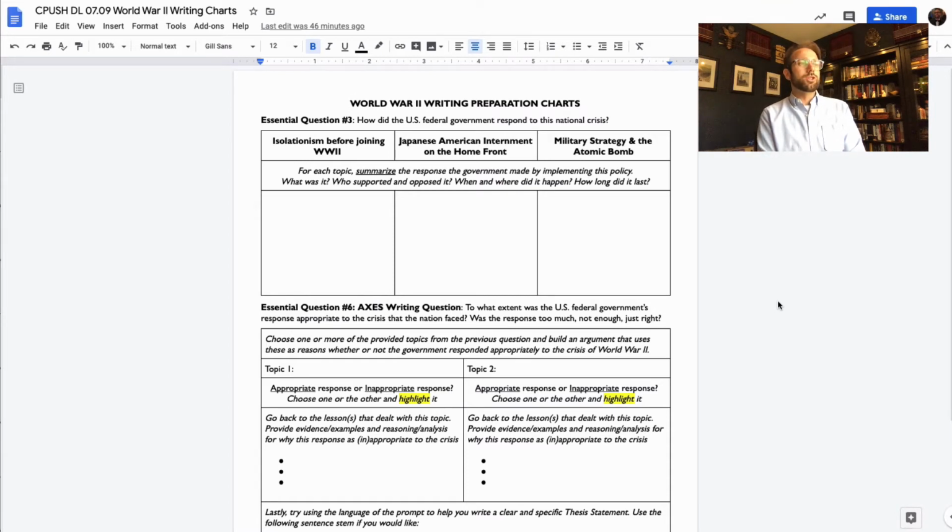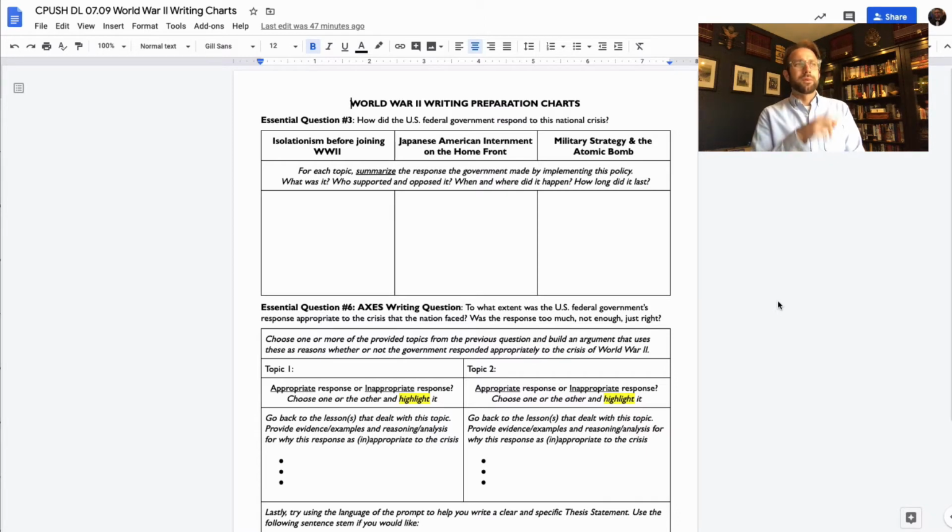Essential question number 3 is, how did the US federal government respond to this national crisis? So we just have to answer the what of World War II happened, right? Hitler invaded Poland, and how did the US government respond? I've given you 3 possible approaches for how the US government responded. There are others that you could write about instead, but I think these are the 3 biggest ones. In terms of our policy before joining World War II, that policy was isolationism. There was a whole lesson on it.